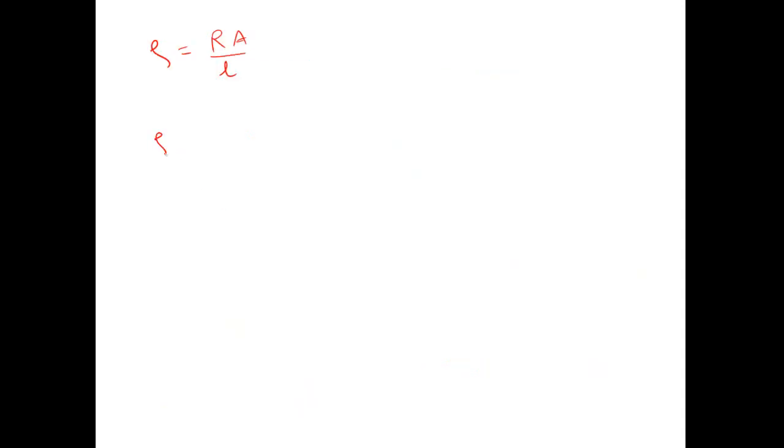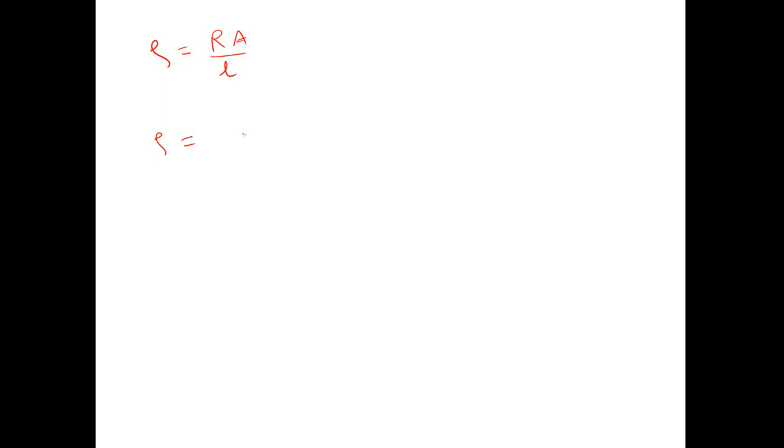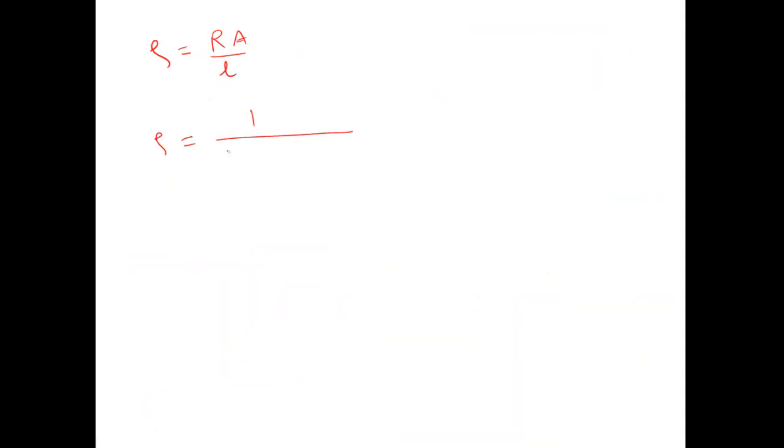So resistivity will be rho is equal to, so in order to rearrange this equation in terms of resistivity, I take this A to the left hand side and L also to the left hand side. So L will come in the denominator, A will go to the numerator, and then it will be 1 upon e into n mu E plus p mu H. So resistivity rho will be 1 upon e into n mu E plus p mu H.